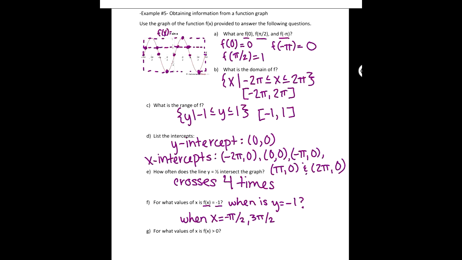And the last question, for what values of x is f of x greater than 0? Well, that's asking when the graph goes above the x-axis, when all the y's are greater than 0. So that means it's above the x-axis. Or you're saying all y greater than 0. So that happens on this part right here, which goes from negative 2 pi to negative pi, and also from 0 to pi. So your interval would be negative 2 pi to negative pi, and 0 to pi.